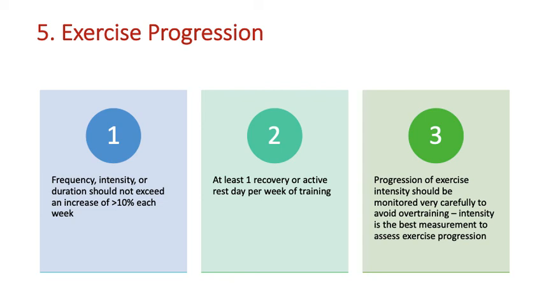Lastly, progression of exercise intensity should be monitored very closely to avoid overtraining. So intensity is the best measurement to assess exercise progression, because endurance athletes may not be able to increase frequency or duration more. They may be at their max for how many days per week they train. They may be at their max for the time that they train. So progressions in intensity will need to occur.